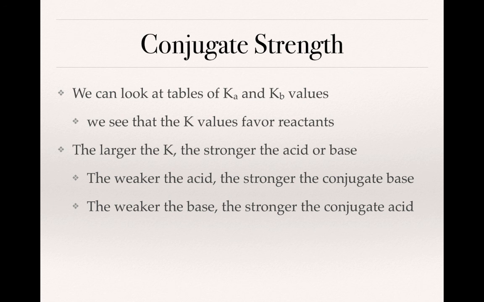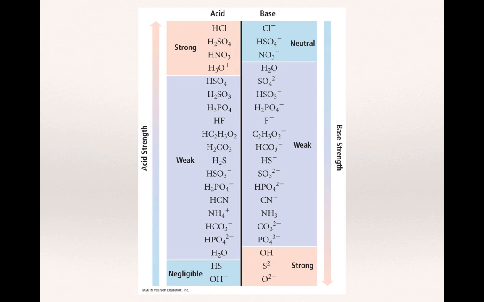We can look at this relationship in a nice graphic from your book. We see as the acid strength goes up here on the left-hand side, the base strength goes down, and so we go from strong to weak to neutral as we go up that chart, and vice versa. As that base strength increases as we go down, the acid strength is going to be decreasing as you go down. So this gives us a relationship between our acids and bases and the conjugates.